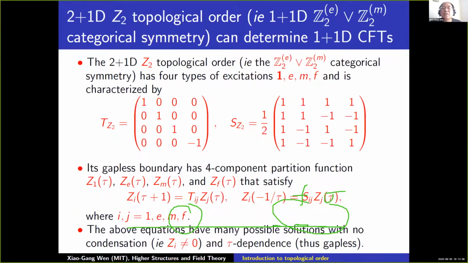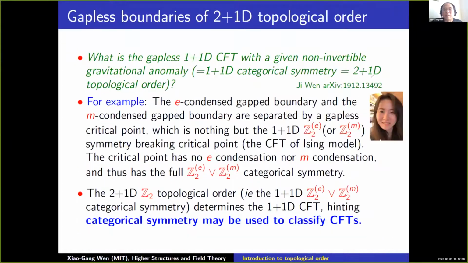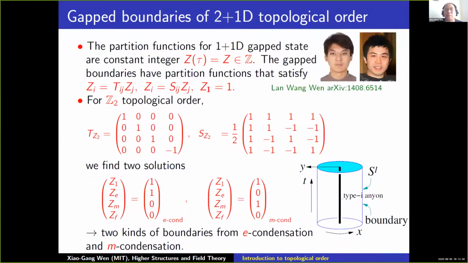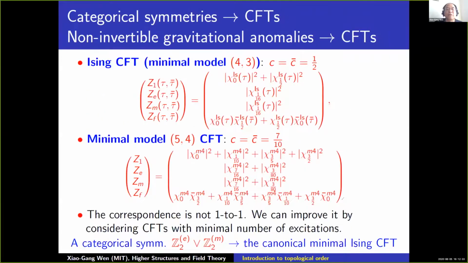Okay, let me see. I can understand your question here. You can see that the definition of partition function may be slightly different. Here we define the partition function as a boundary of a bulk. So we specify the bulk. If the bulk has no excitation, we only have this trivial component of the partition function. The bulk doesn't have an anyon, we only have this part. But this part is not modular invariant.